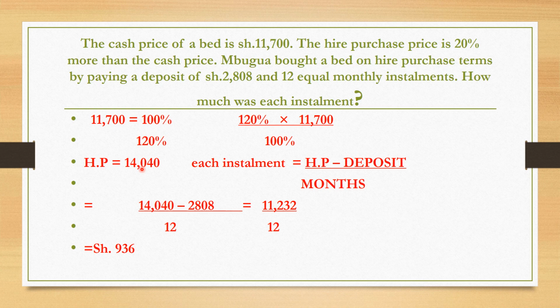What is the formula of finding each installment? Hire purchase minus deposit over number of months. So what is my hire purchase? 14,040 minus my deposit, which is 2,808, over 12. So if you subtract these two, you'll get 11,232. Then divide by 12, and you get 936. So every month, Mbugua will be paying an equal monthly installment of 936 shillings.